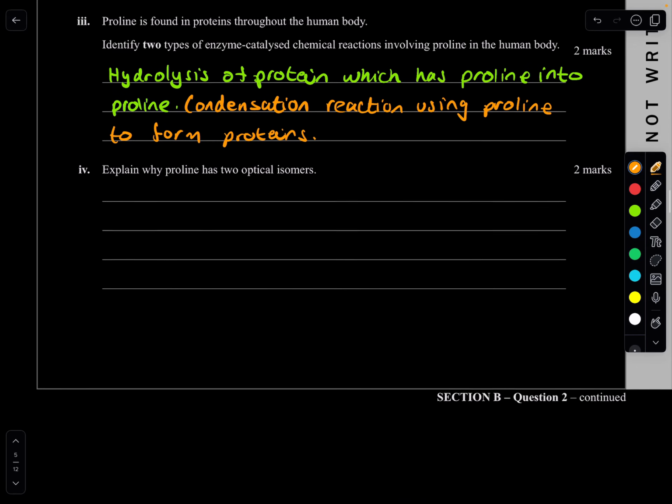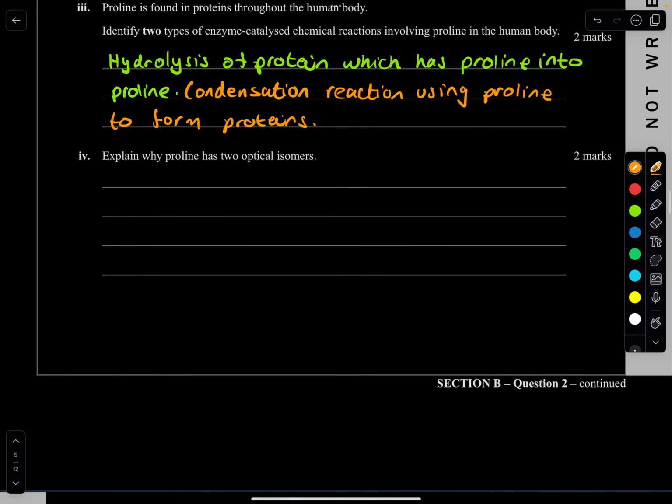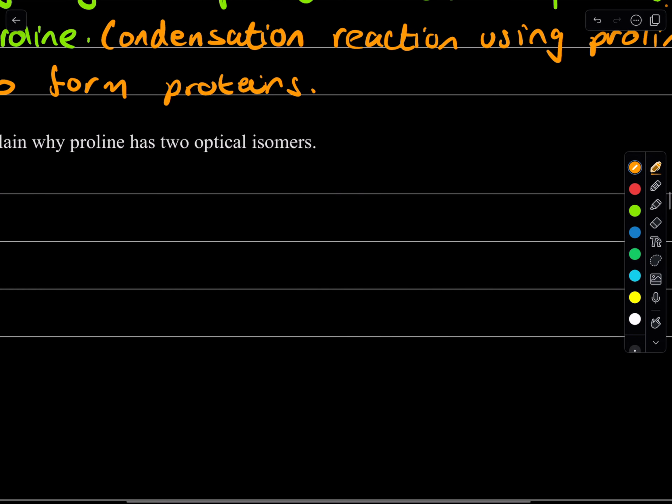Done. Explain why proline has 2 optical isomers. Beautiful, easy question. Now, there's actually a formula for this. How can you determine how many optical isomers there are? It depends on this rule: 2 to the power of n, where n is the number of chiral carbons in a compound.